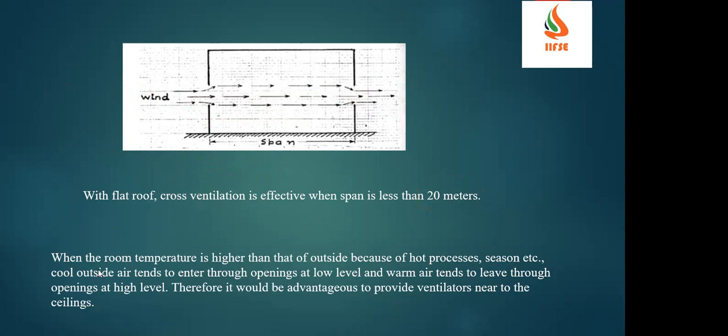When the room temperature is higher than the outside because of hot processes or seasons, the cool outside air tends to enter through the openings at the low level, and the warm air tends to leave through the openings at the high level. As I mentioned at the beginning of the class, whenever there is a temperature difference between the room and the outside atmosphere, the cool air enters from the lower level and the warm air leaves through the openings at the high level.